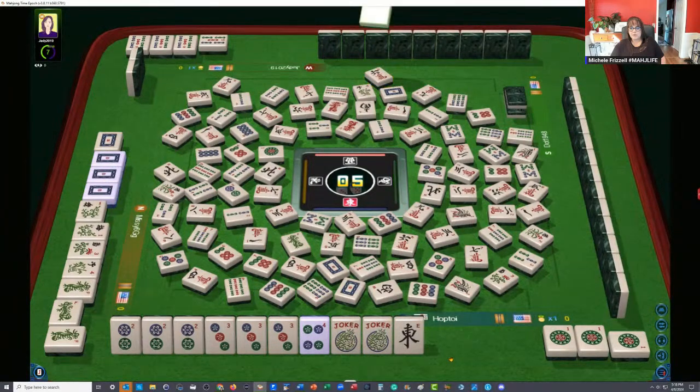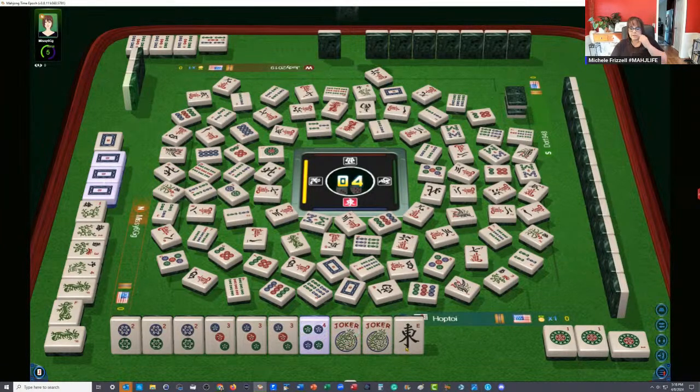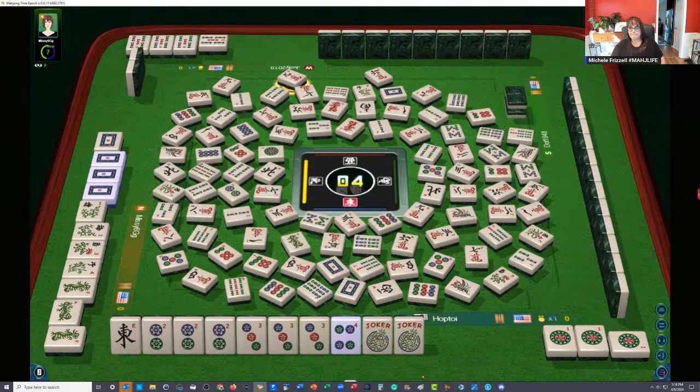6 characters. We have 1 more chance. No, 1 bamboo. Really not so much. We probably should fold. 9 characters. 3 are out. 9 bamboos. Might as well. West wind. Might as well.